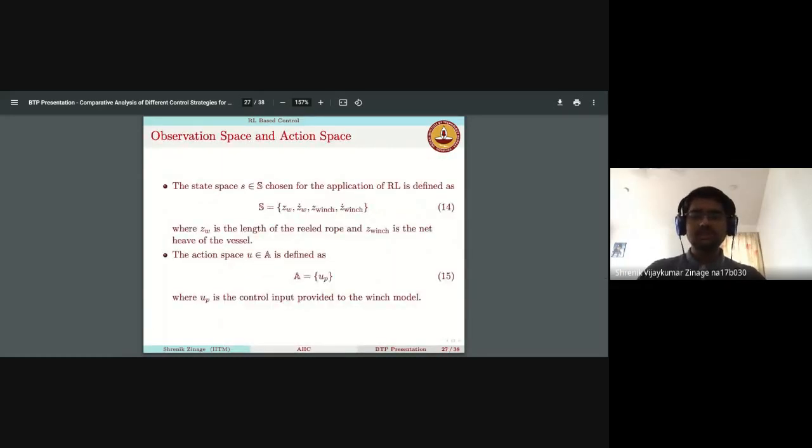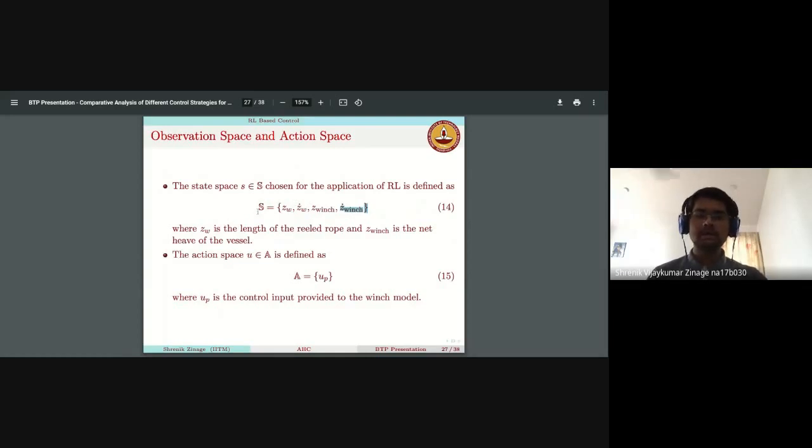Okay. And the state space chosen for this application included 4 states, which are ZW, ZW dot, ZW winch, and ZW winch dot. So over here, this ZW winch would be provided to me, so this is indirectly the reference. And ZW winch dot, ZW dot, and ZW are the outputs that I would be getting. So this is the state space, or the observation space, that I've chosen.